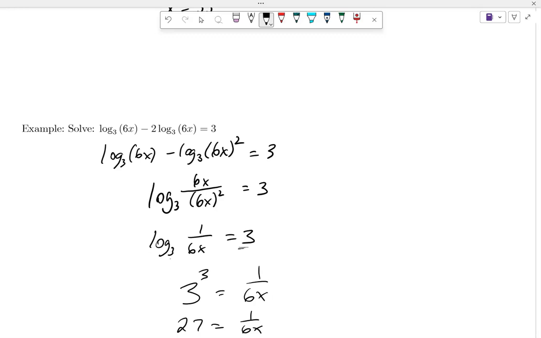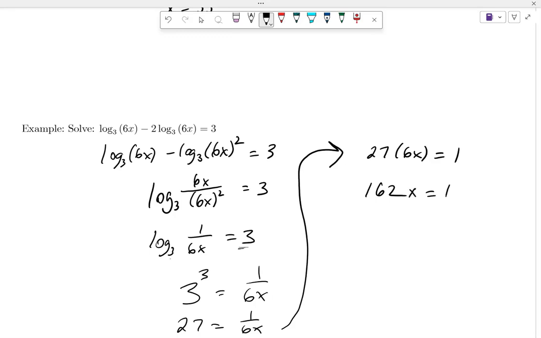What's the next step? Well, the x is on bottom, so what do we probably want to do? Multiply both sides by the 6. I'll just multiply both sides by the x. It doesn't really matter, but we can multiply by 6x if you'd rather. So you have 27 times 6x equals 1. 27 times 6 is what? 162? And now to finish it off, we would just divide.